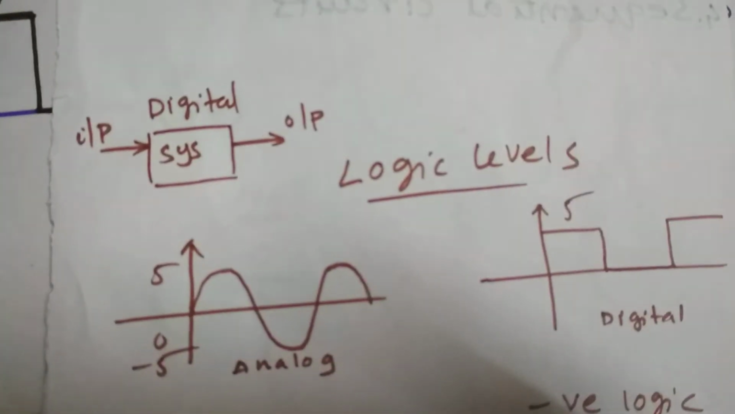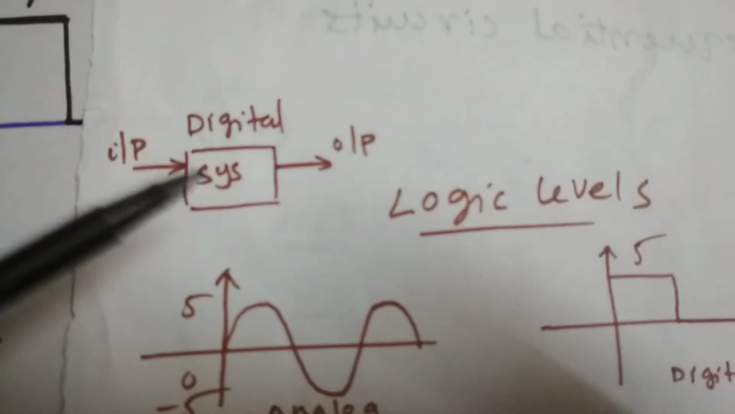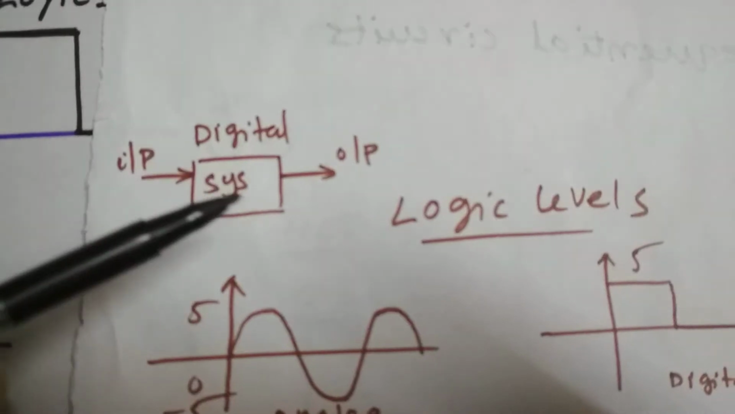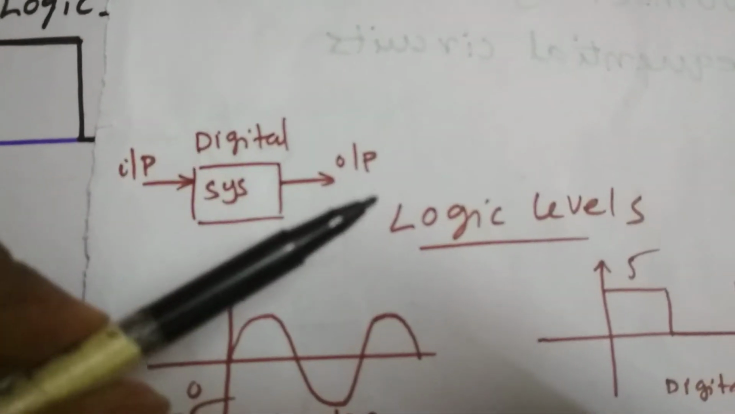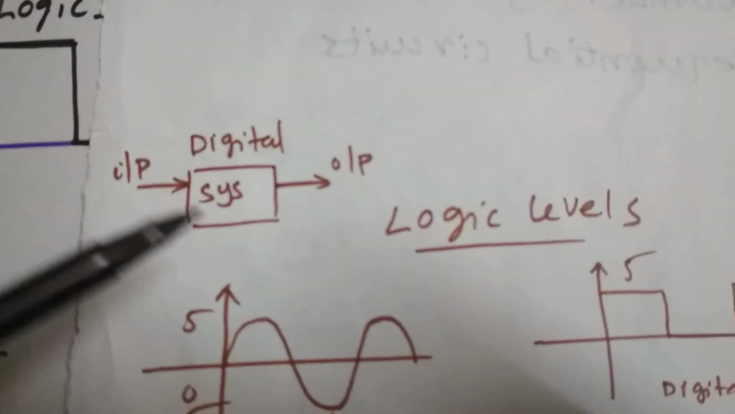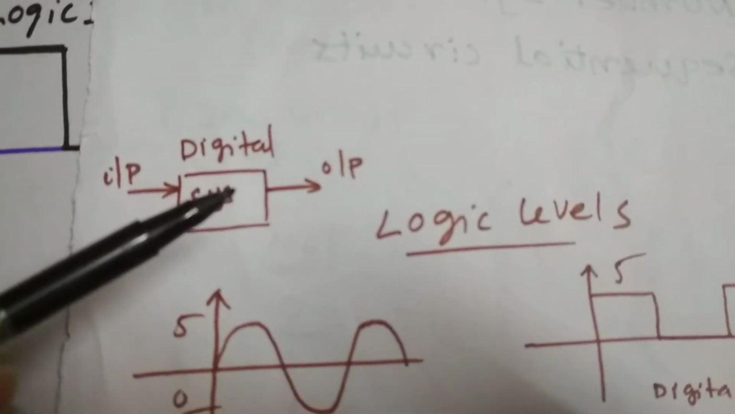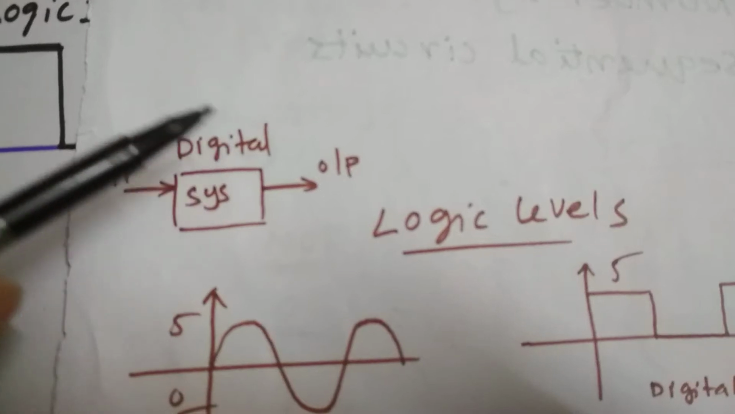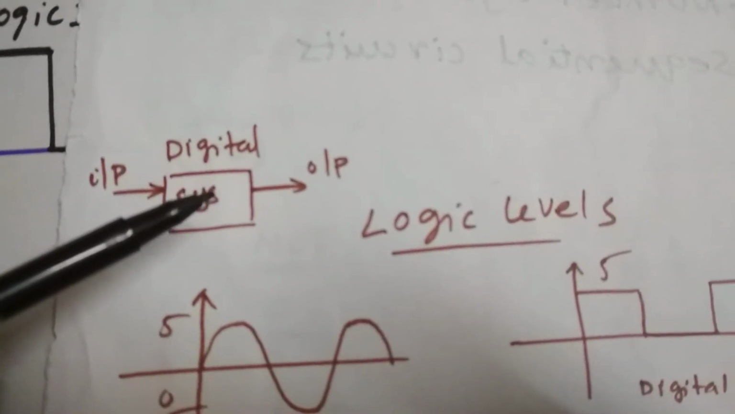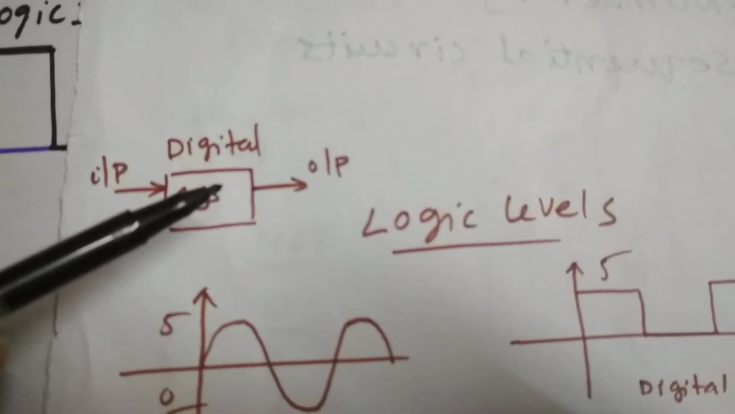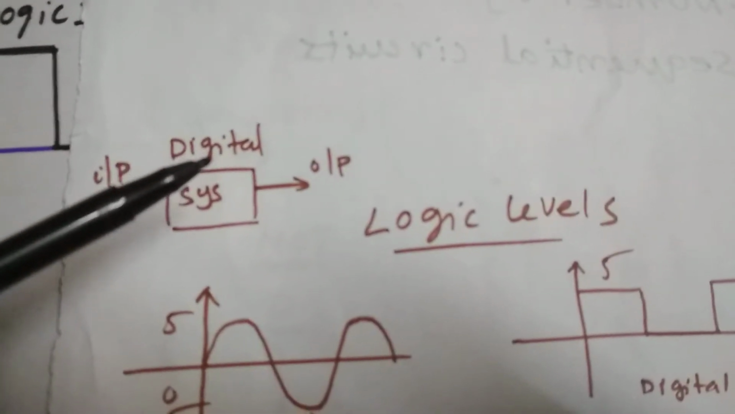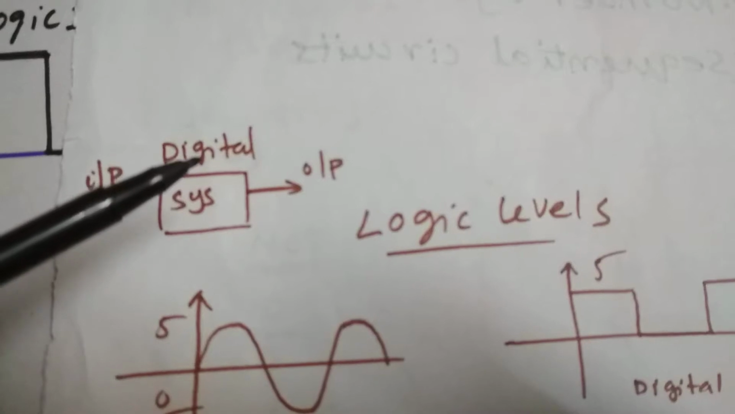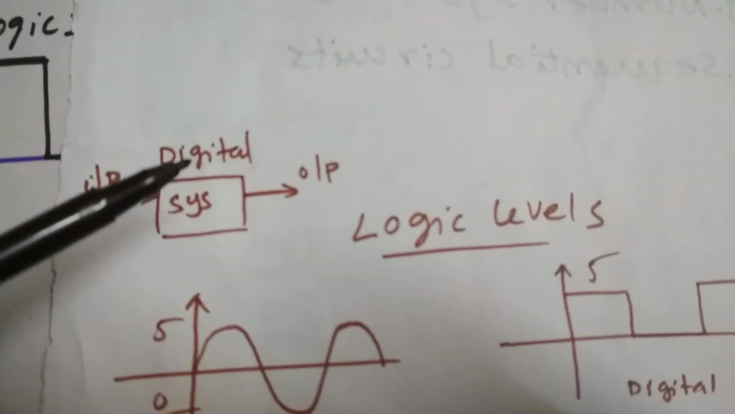So before going to the gates, let us consider this is a digital system with an input and output. The output will be generated based on the input and the functionality of this system. The functionality of this digital system will be designed based on the Boolean expressions and the logic components. The logic components or the hardware are the logic gates, and this is what we are going to discuss today.